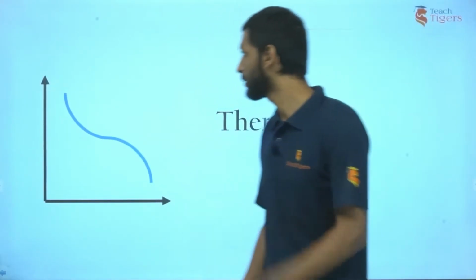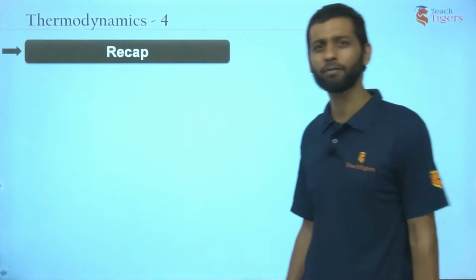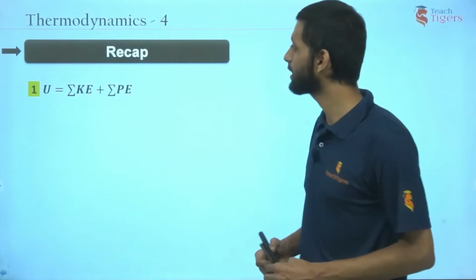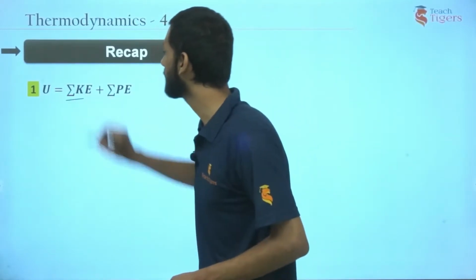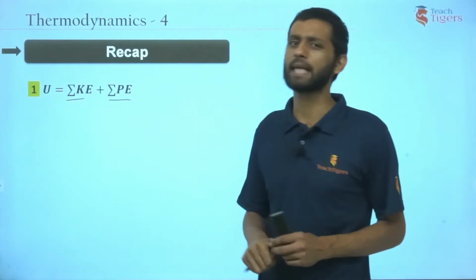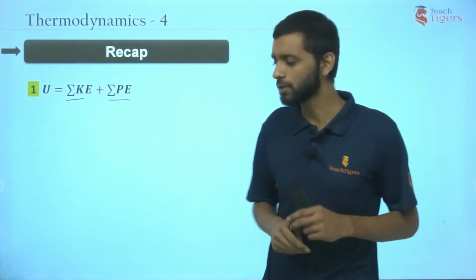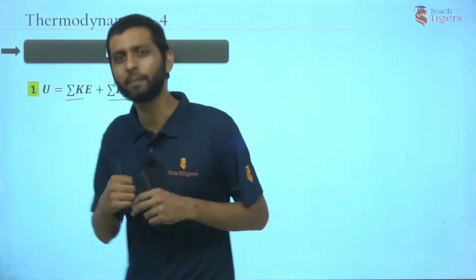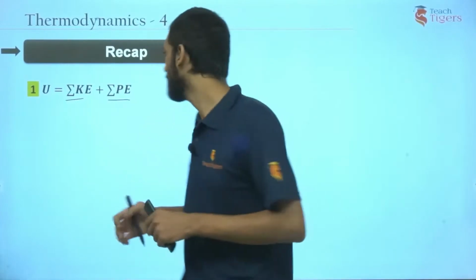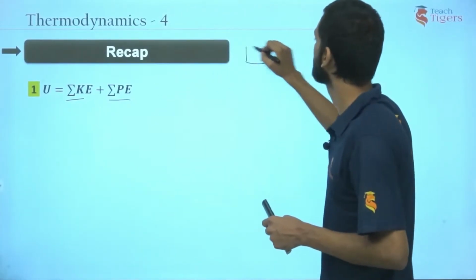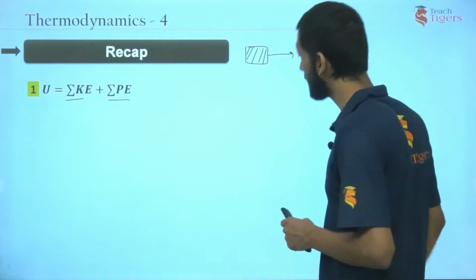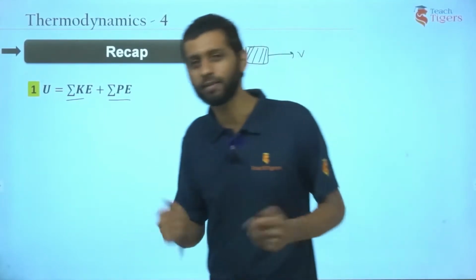Lecture 4 of thermodynamics. To start with, a recap of the first 3 lectures. We discussed internal energy, which is a sum of kinetic energy and potential energy. Now you might ask, what exactly is kinetic energy? In our perception, kinetic energy is mostly related to velocity. Say we have a block that moves with some velocity v. Then kinetic energy is simply half mv square.